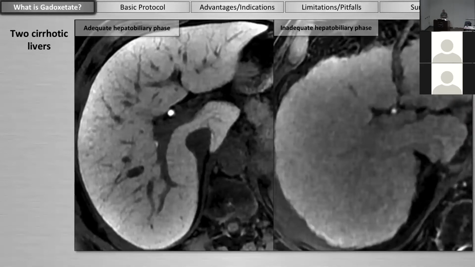Now, for those of you who are not following all this alphabet soup of mumbo jumbo, remember this. Do not look at the bile duct as a feature of imaging quality. Even a crappy image might have intense excretion of the bile duct. Instead, don't look at the bile duct to tell you whether or not this is an adequate hepatobiliary phase. Look at the liver to portal vein signal intensity ratio.